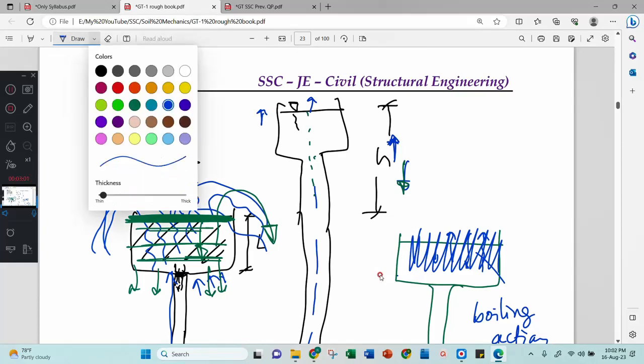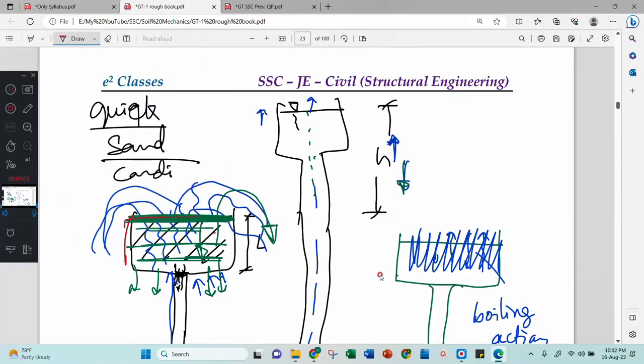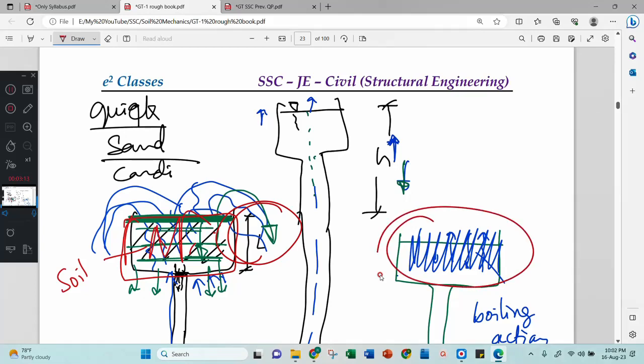Then we'll use a red ink. Now this is considered as a soil. No, this is a soil. Okay, this boiling action has to happen. Boiling action has to happen. No, going up and down here I explained boiling action. This boiling action will happen only in sand.